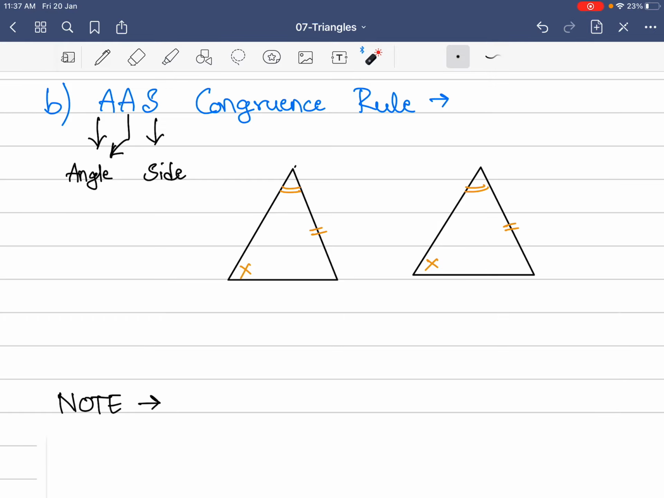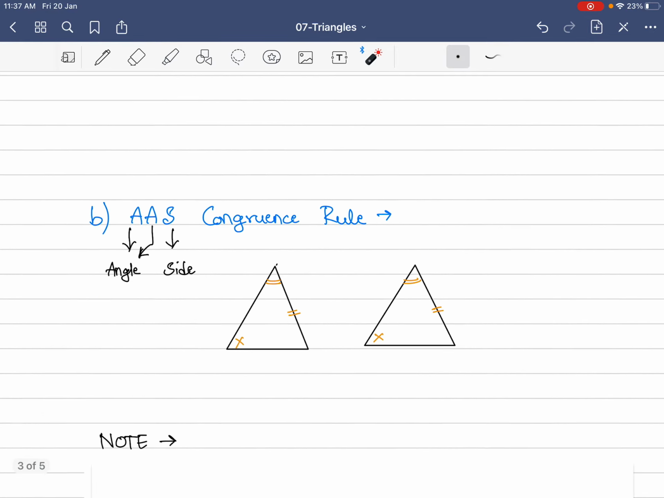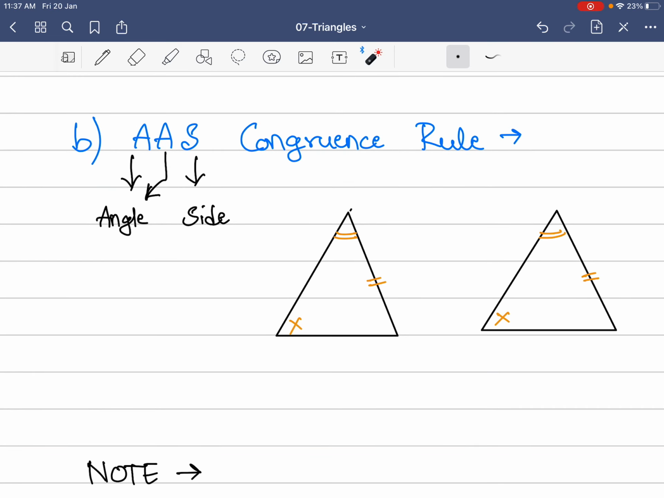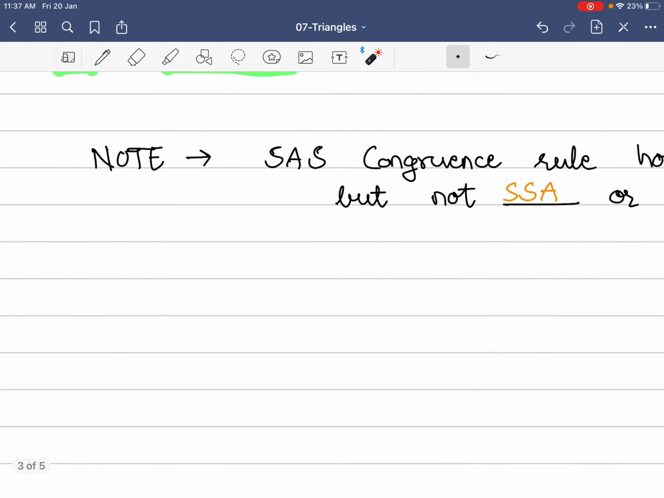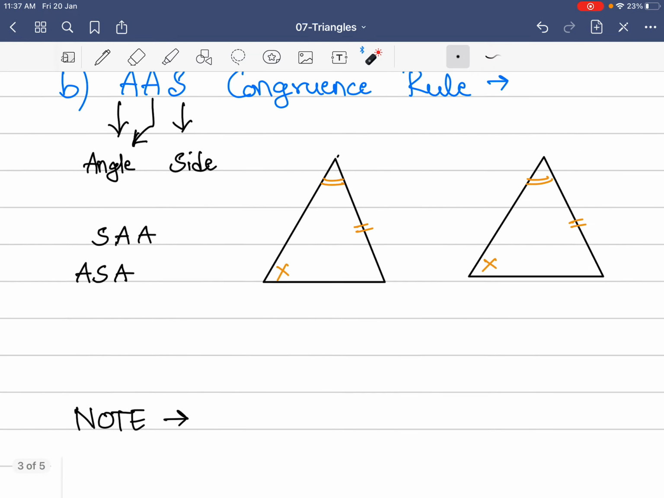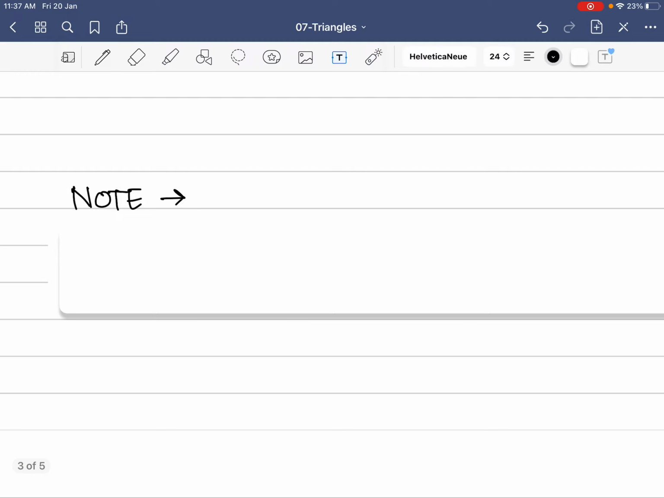Now, an important difference between this rule and the previous rule is that in AAS the order is not a very strict order. So for example, ASA and other orders are also valid. Any two pairs of angles and the third side being congruent means we can say that the two triangles are congruent. This is different from the previous rule. In the previous rule, the SAS order is very strict. You cannot go for this. But this is not the case in the second rule, thankfully. That is the point I have noted down here. Let's go through it.